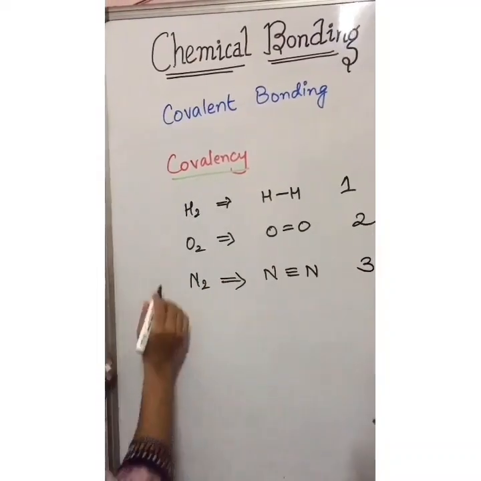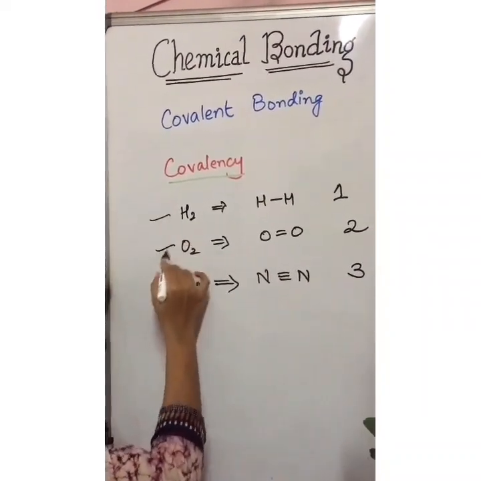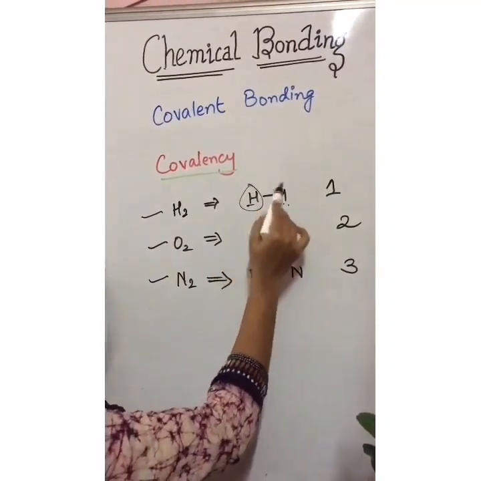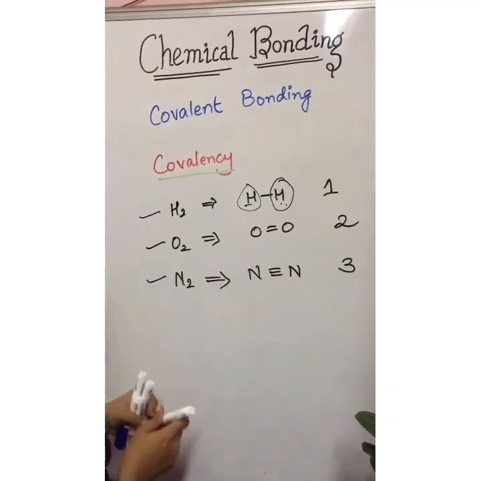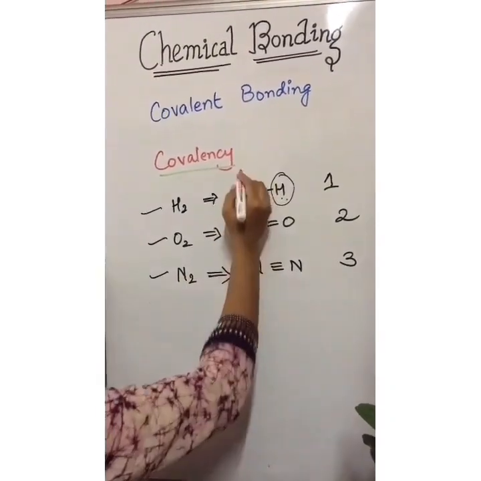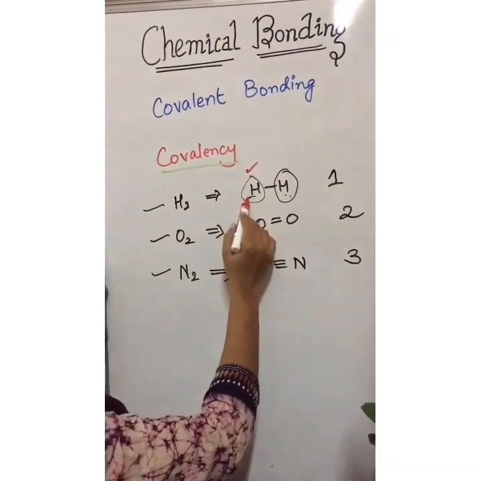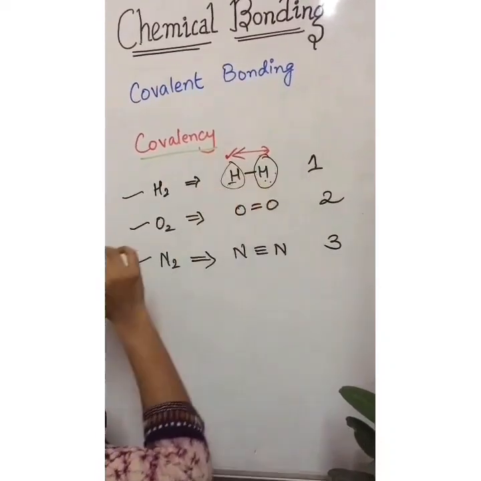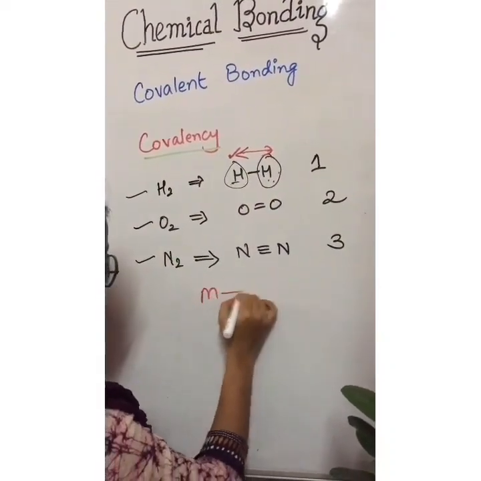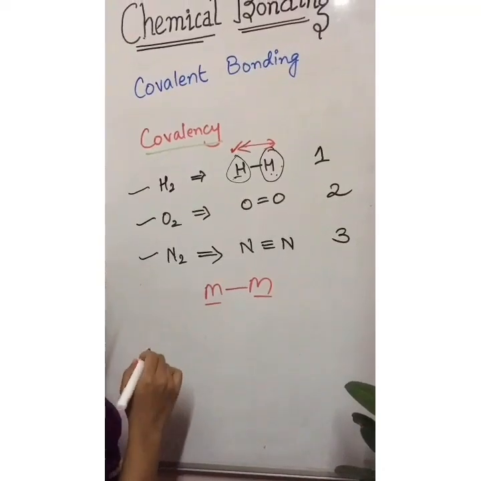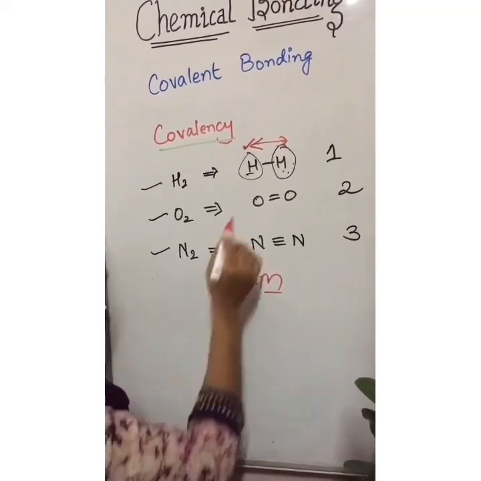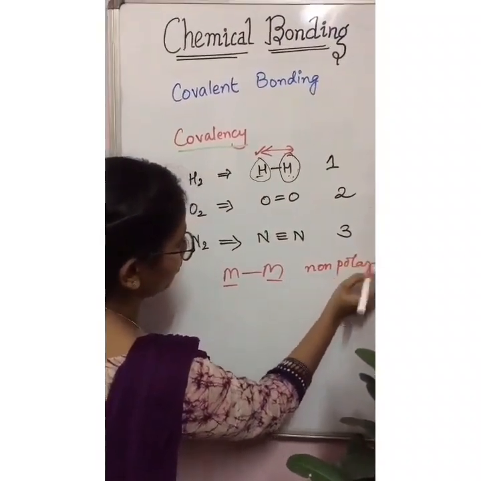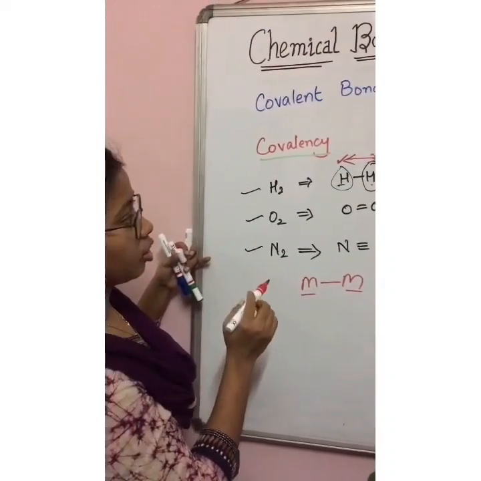Okay, and here you see in all the examples, hydrogen, oxygen, nitrogen, both the elements which are sharing are same. So this is also hydrogen, this is also hydrogen, this is oxygen, this is also oxygen. So if this hydrogen has a particular electronegativity value, this also has the same value. So there is no electronegativity difference between the 2 elements. Suppose we have M-M and there is no electronegativity difference between both the elements. So we say the molecule is non-polar.